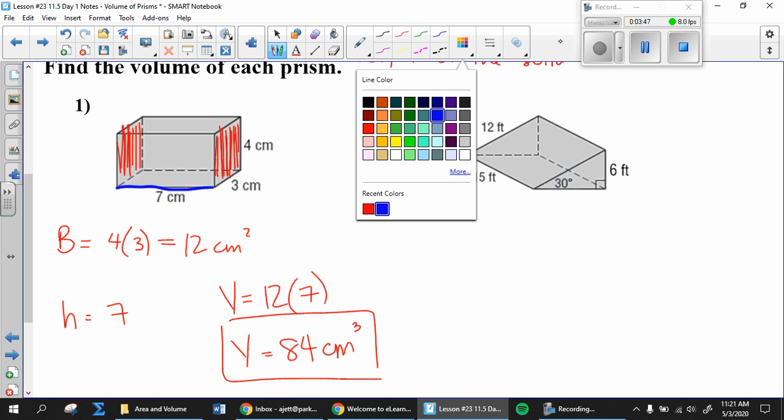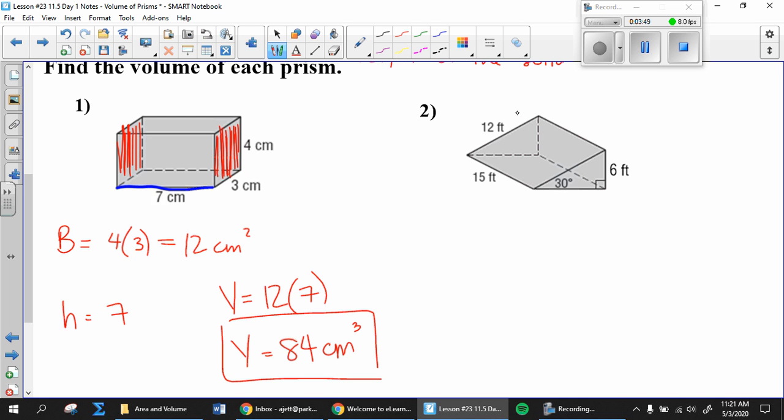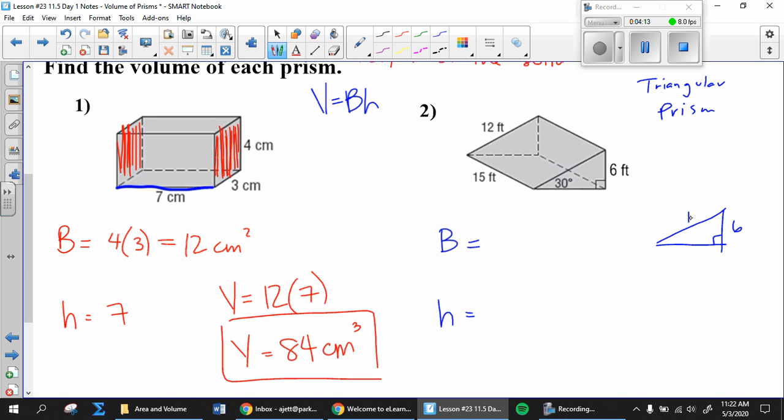Let's look at the second one. Second one, first of all, you have to know what type of shape this is. This is a triangular prism. Okay, so it's a prism, so we're using capital B times H. So we need area of the base, and we need height of the solid. So here, our base is this right triangle that has this 6, this 12. Well, it doesn't give us this base then. So what we have to do, just like always when we know two sides of a right triangle, is we can use Pythagorean theorem.